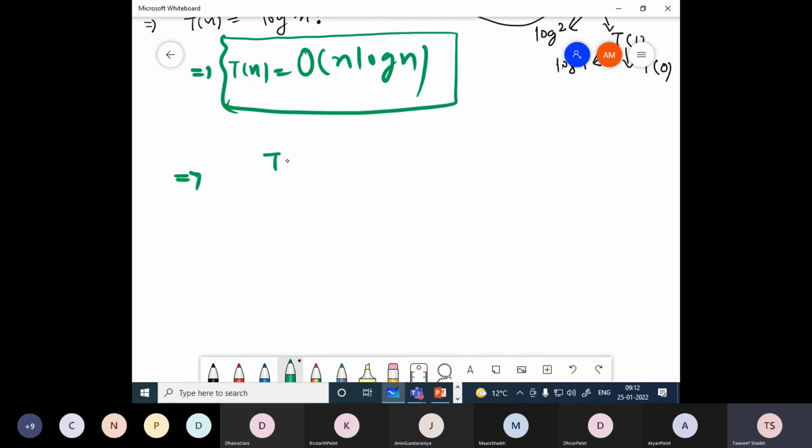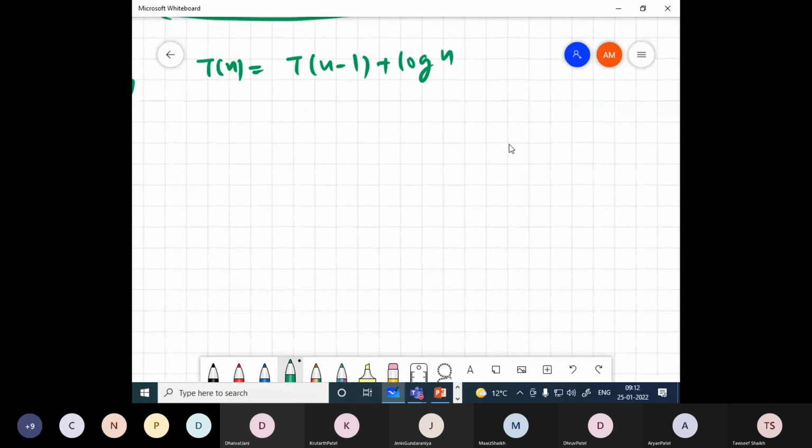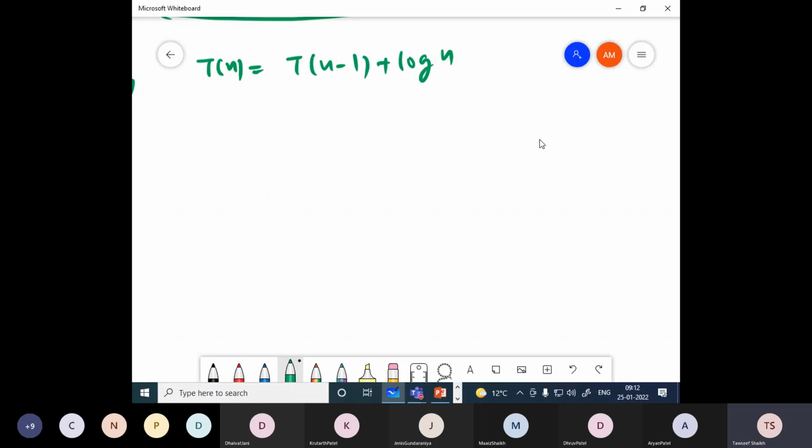Now, the recurrence was initially T of n equal to T of n minus 1 plus log of n. This was actually our initial recurrence. Now, to solve the same recurrence using another method, which is the substitution method, or we call it induction also, because this we have shown or solved using the recurrence tree. Now the same has to be solved using the other method.